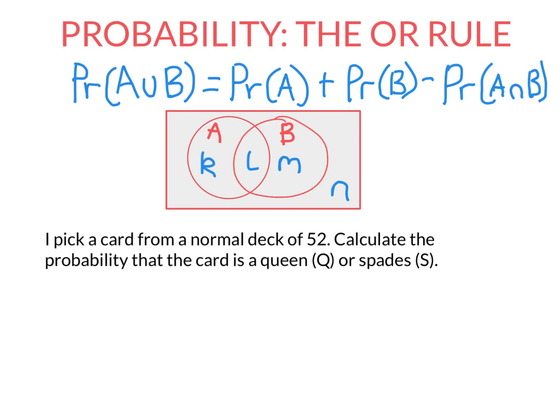Thank you so much for tuning into this video in which we will look at the OR rule for probability. It's called the OR rule because we're finding the probability of A or B. Remember, this means union. We read it as OR. So why is this result so? Well, let's look at a Venn diagram.